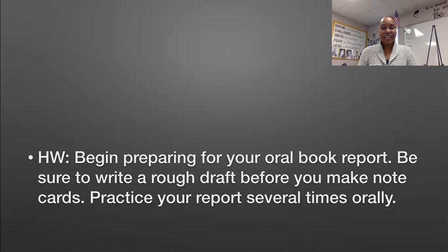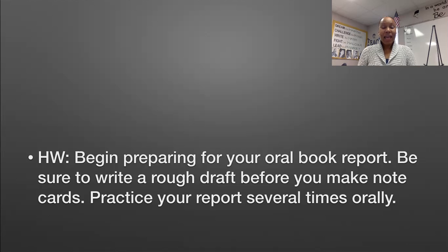So, as I said, you're going to use the writing process in order to create that rough draft. And then you're going to just focus on the main points when it comes to transferring it to your note card. You're going to practice saying it out loud. That's why it says practice several times, not just one or two times.